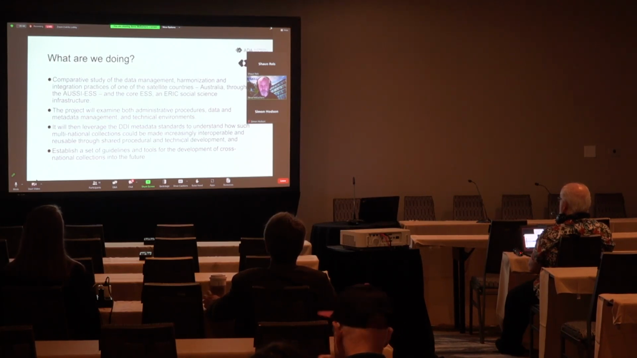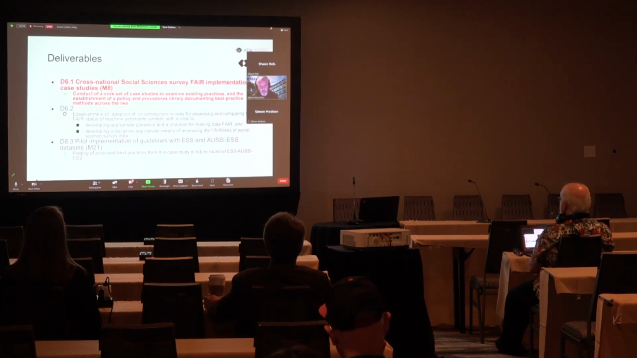It's going to use DDI as the basis for that, as to how we could understand how multinational collections could be made interoperable and provide a set of guidelines and tools for cross-national collections into the future. So thus far, we're coming to the halfway point of the project. The first key deliverable was delivered back in January this year.